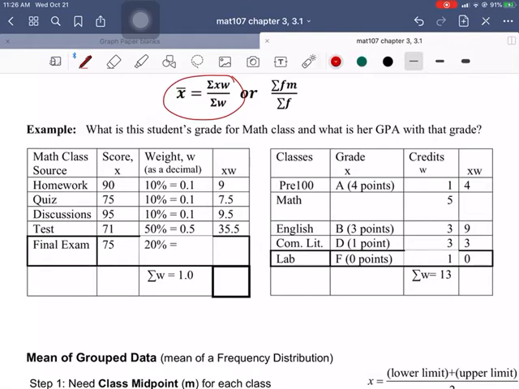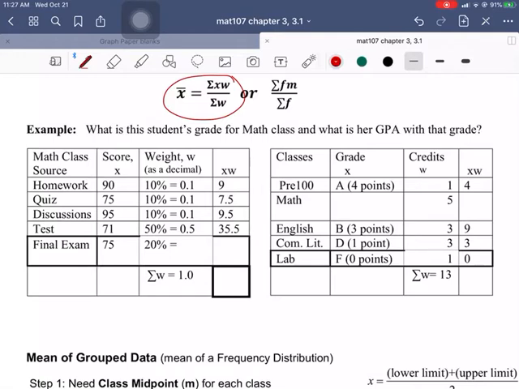Because some things count more than other things. There's only one final exam, but it counts apparently 20%. So we need to add these in a way that takes into account their weights. So look at the formula. Your sample mean, that's your X bar, is the sum of each value multiplied by its weight and then added. Okay, order of operations. And then you're going to divide by the total weight.